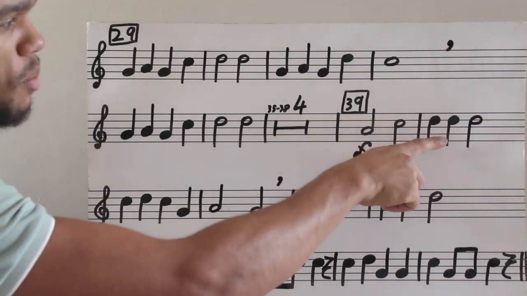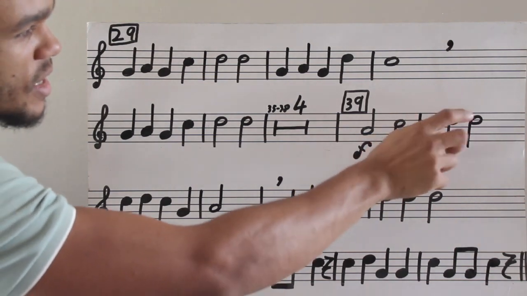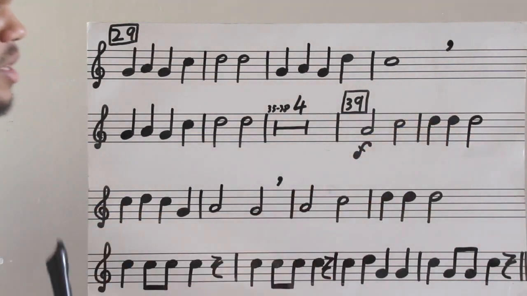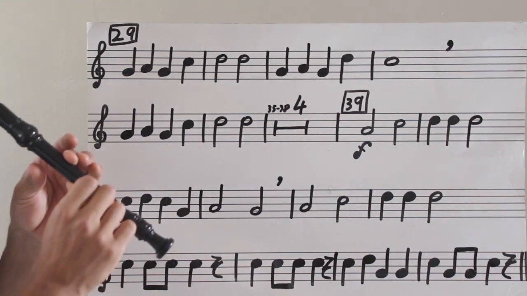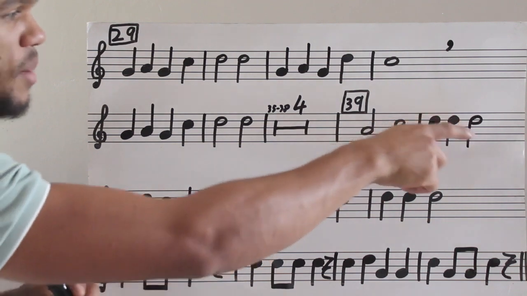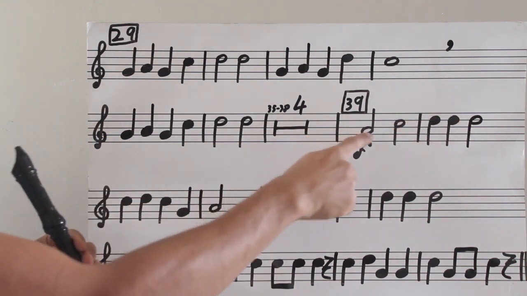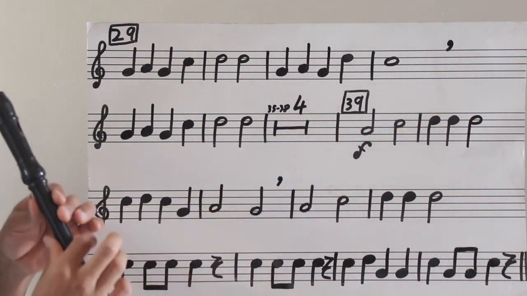Then we take it up to bar number 40, 2 Ds, and then hold that 3rd D for 2 beats. 3, go. Put bar 39 and bar 40 together. Slightly loud on that first A. 3, go.